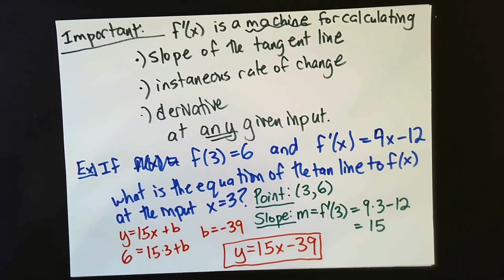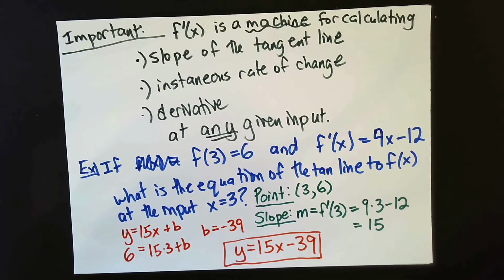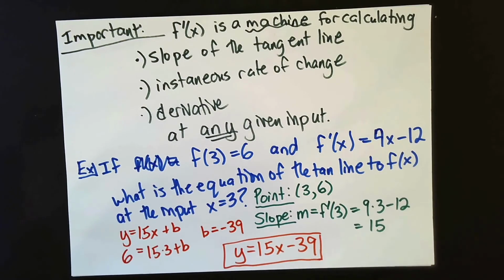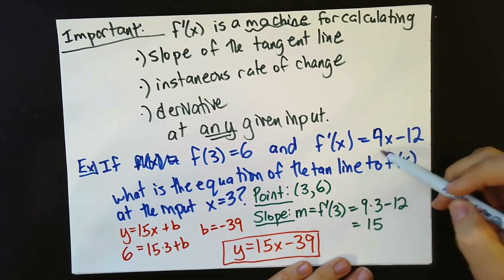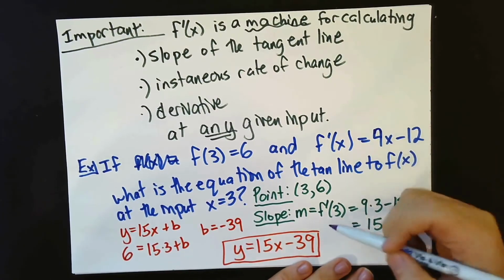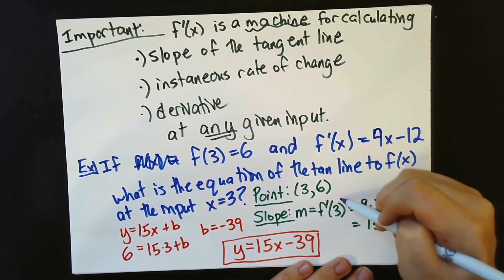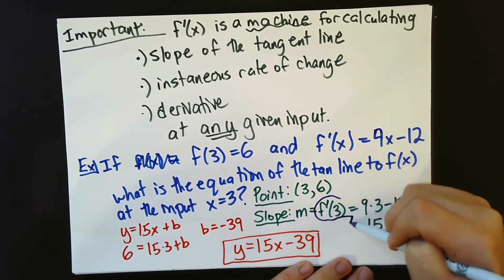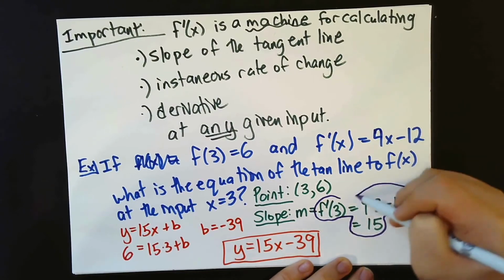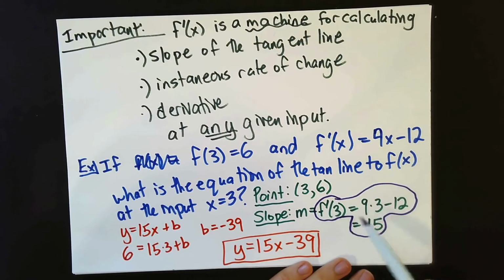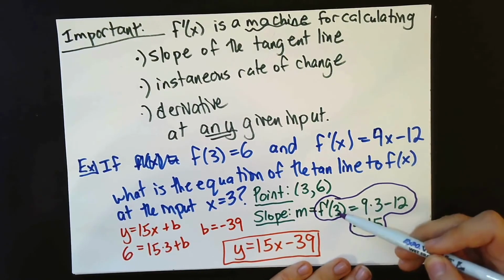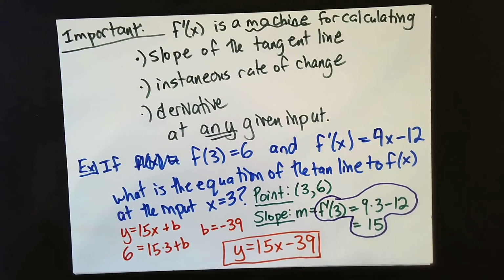Okay, so here's the machine part. The machine part is that I did not just say the slope is 9x minus 12. I said the slope is that with 3 plugged in, and then I calculated that. So this is operating the machine, plugging in the 3 and evaluating this and getting 15.